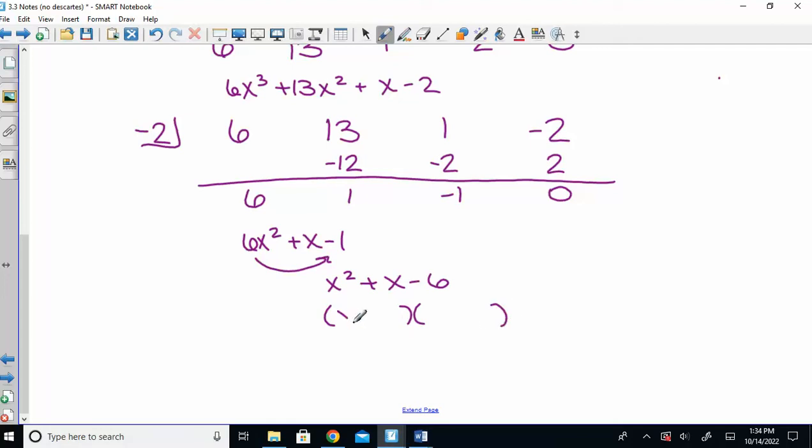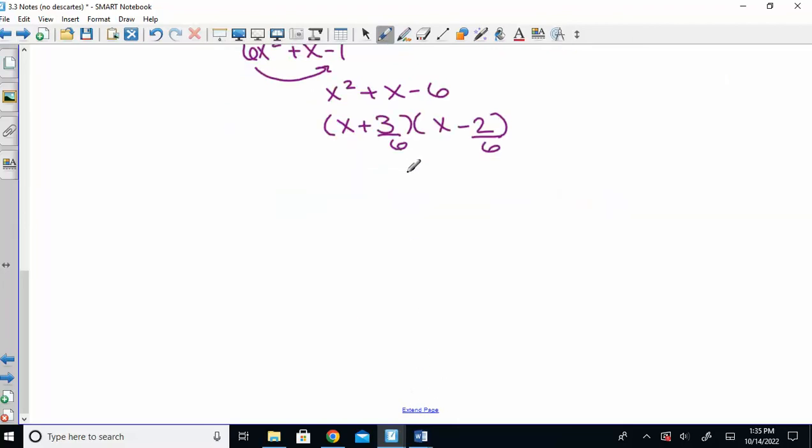So, multiply to -6 and add to +1 would be +3 and -2. But then I need to divide by 6. So 3/6 reduces to 1/2. So that's 2x plus 1. 2/6 reduces to 1/3. So that's 3x minus 1.